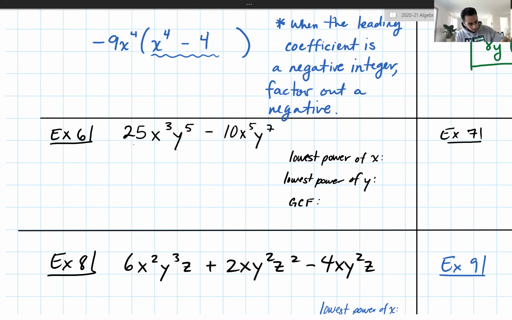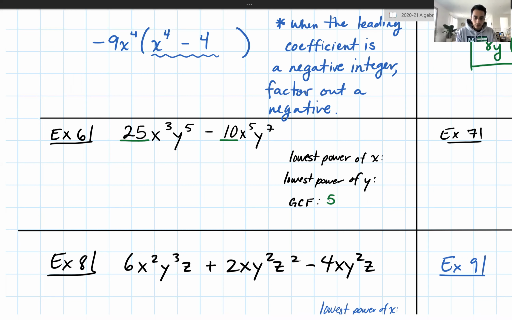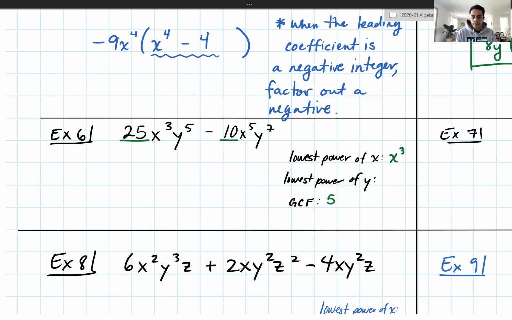So between these two, it's just 5. That's the greatest common factor. What about the lowest power of x that they share? It's x to the third and x to the fifth, so they share x to the third. They can both at the very least have x to the third. And then what about the y? The lowest power is y to the fifth, so both terms have at least y to the fifth.